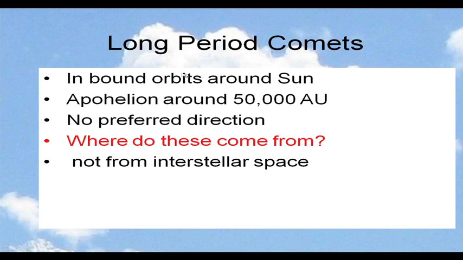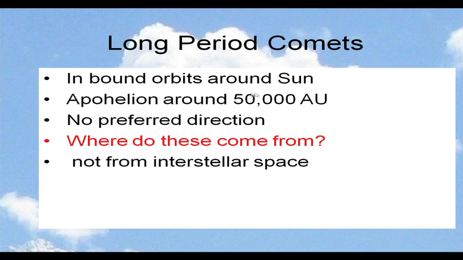The origin is believed to be different for the long period and the short period comets. Both the long period comets and the short period comets are in bound orbits around the Sun. The long period comets, it is found, have an aphelion, that is the furthest distance from the Sun. So, they are in bound orbits which are ellipses which follow Kepler's laws, and the furthest distance from the Sun in these ellipses could be as large as 50,000 astronomical units.